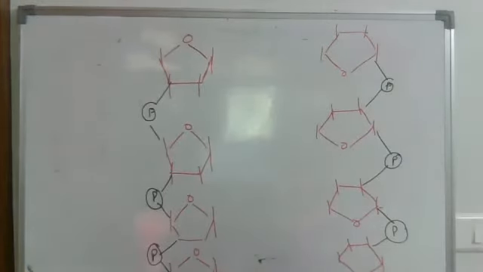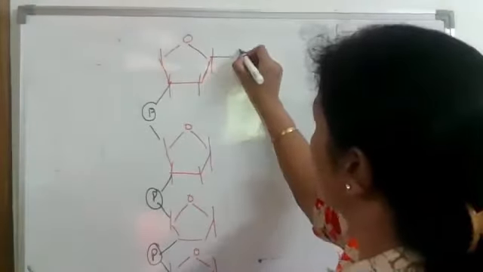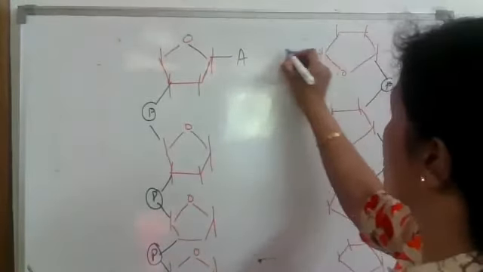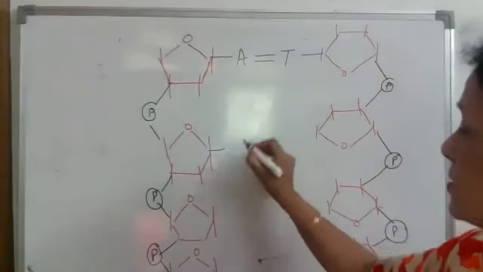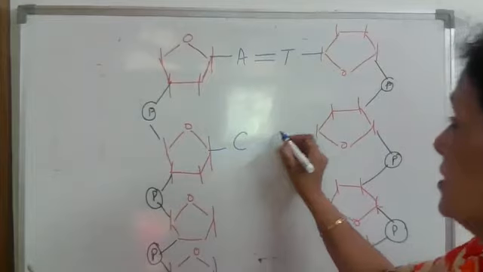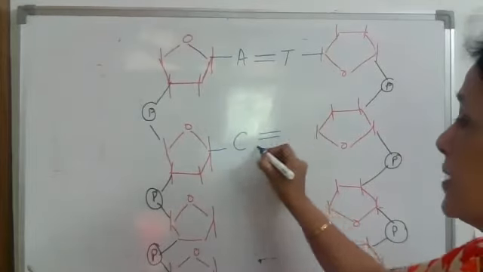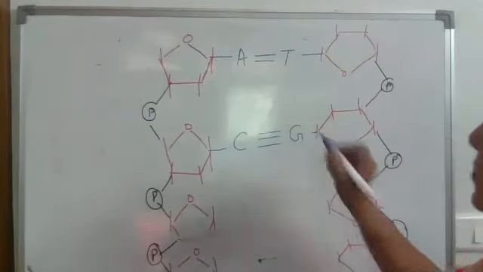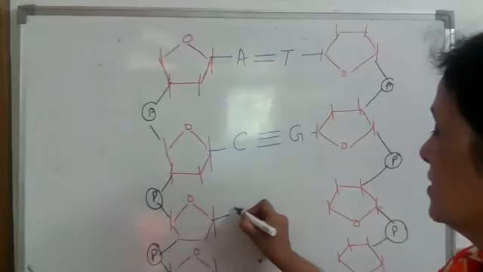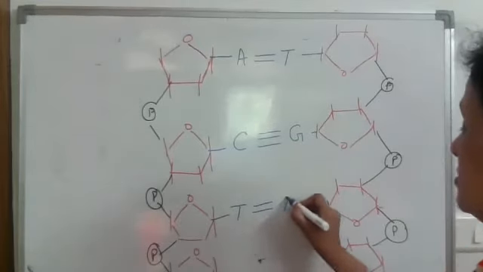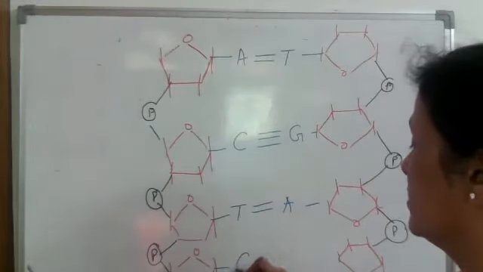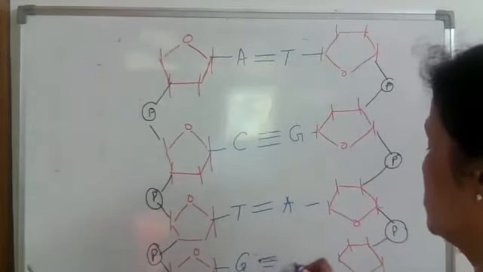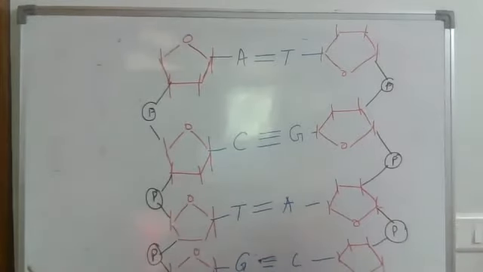Now let us attach these. Say it is adenine here and it is thymine here. So they will combine by the double bond. It is cytosine here. So cytosine, it always combines by triple bond to guanine. Say thymine here, again this will combine by double bond to adenine. Similarly, you can draw any other base, guanine, combining to cytosine like this. So this is a part of the DNA.